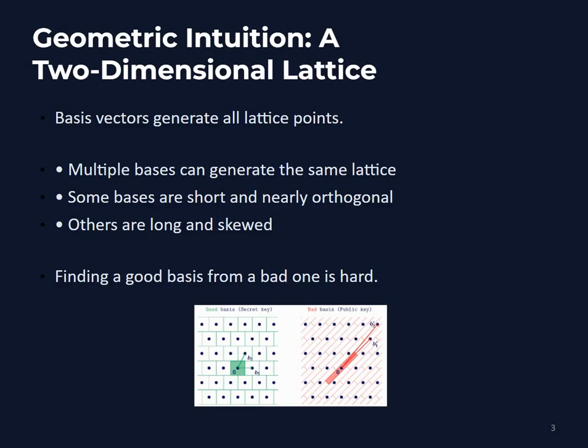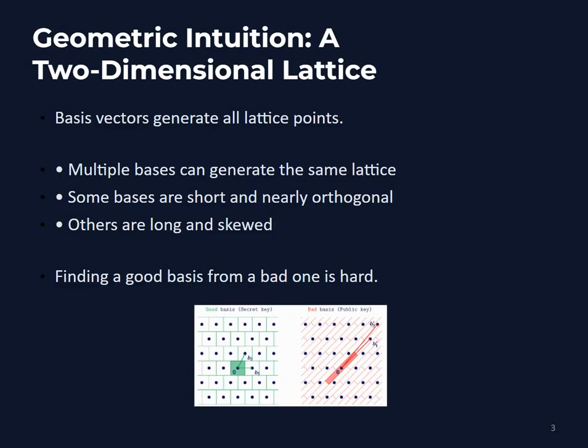Here the key takeaway is that not all bases are equal. Cryptographic security relies on the difficulty of transforming a long skewed basis into a short nearly orthogonal one. This problem remains hard even for quantum computers, which is why lattice-based cryptography is considered quantum safe.